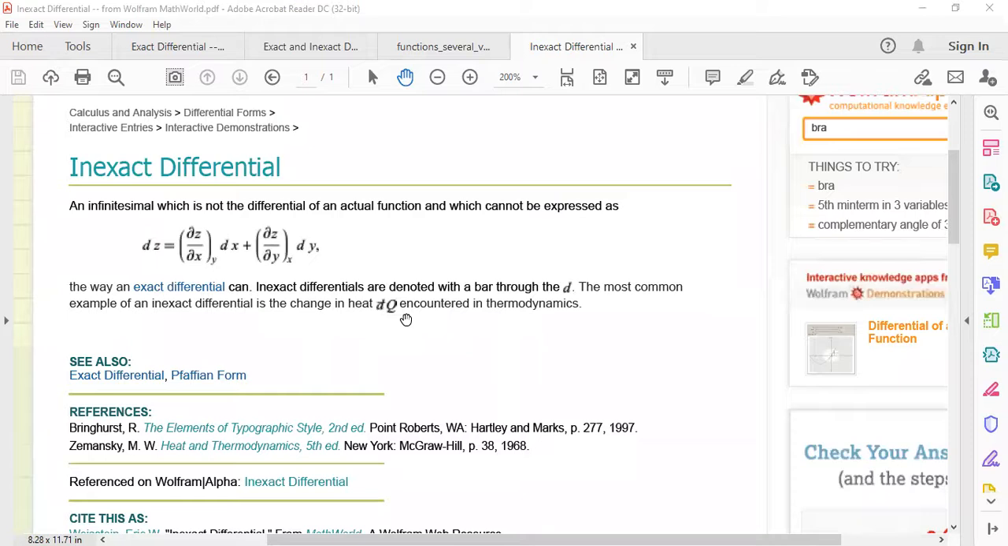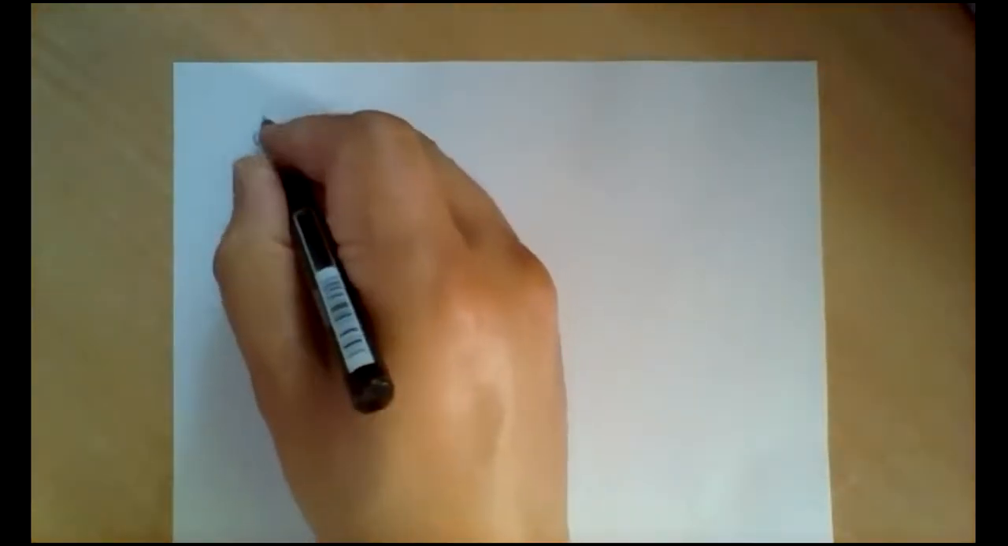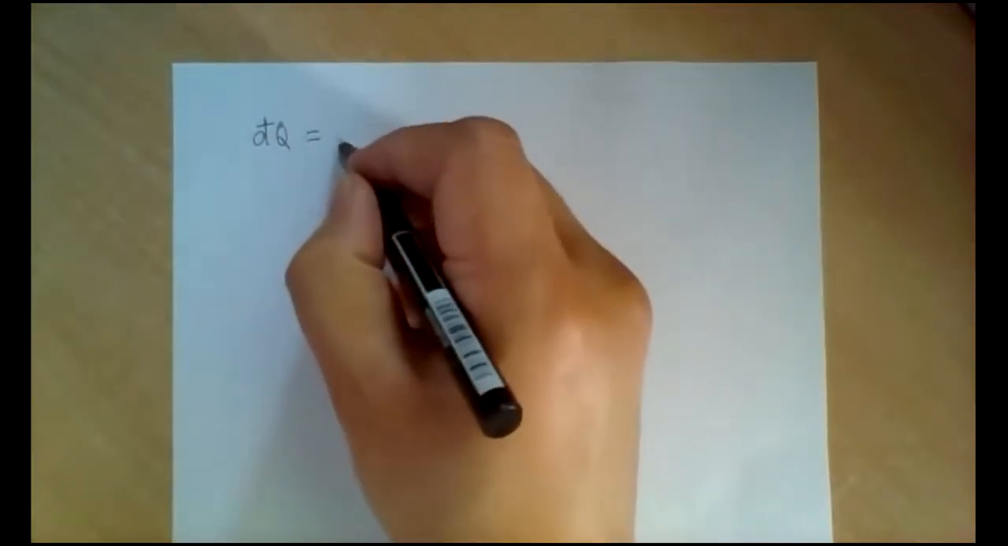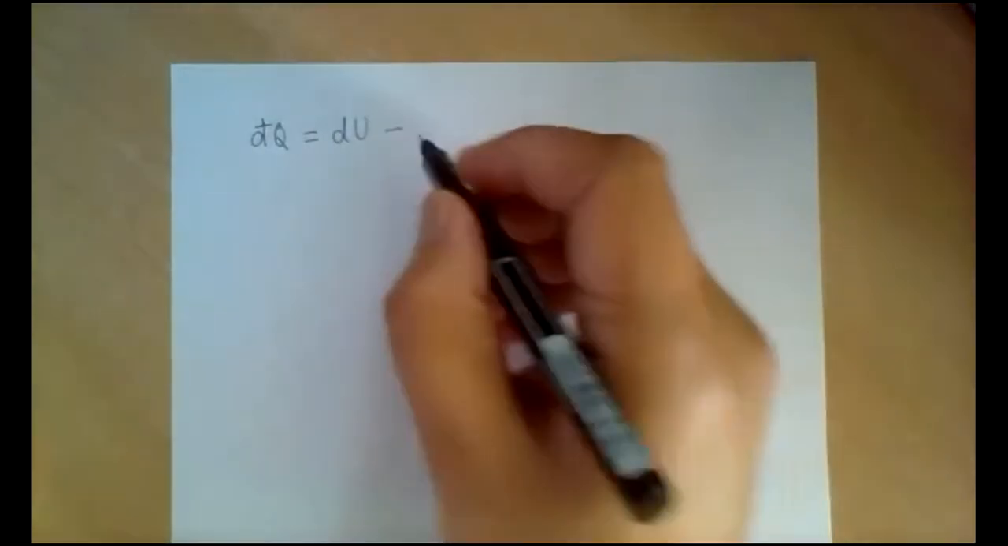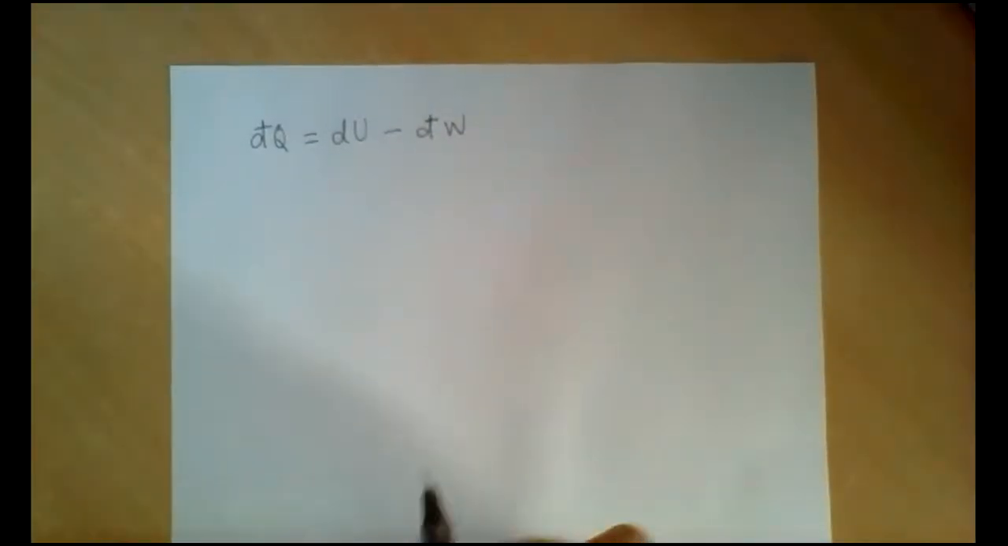So for example, in thermodynamics, the first law of thermodynamics. Let me stop the sharing. In thermodynamics, in a system, dq amount of heat is given, the internal energy increases by an amount dU, and the system performs some work which is given by d-bar w.